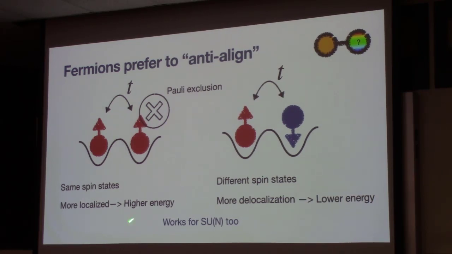And this argument also works for SU(N). What this means is that instead of picking red and blue, you could pick green and green, green and yellow, green and red, blue and yellow, etc. So it works for all of this.